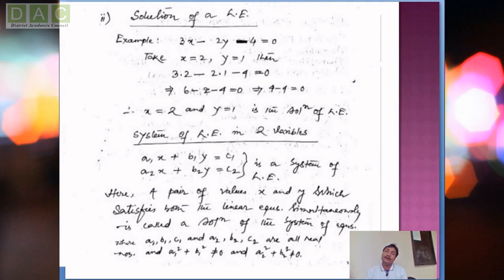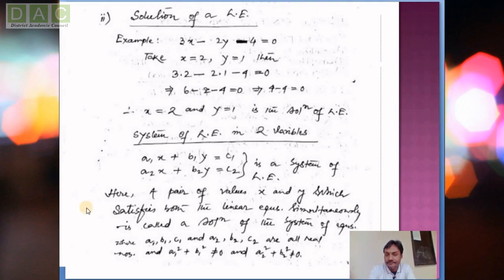Now we may discuss the system of linear equations in two variables. What is the system of linear equations in two variables? In this case, we have to consider two different linear equations in two variables. The first one is taken a1x plus b1y equals c1. Second one, a2x plus b2y equals c2. This pair of linear equations is known as a system of linear equations.